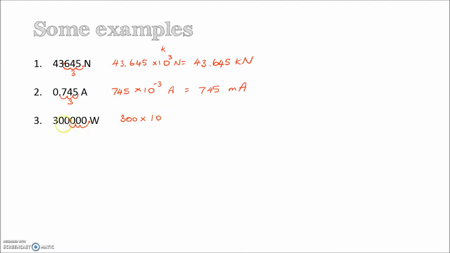And again, you have to think about what you've done to the number here. So we've made the number 1,000 times smaller. So we have to multiply it by 1,000 again, by times 10 to the 3 to make it the same number. So that is 300 kilowatts.